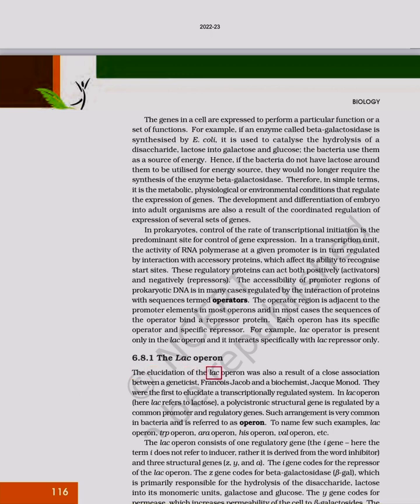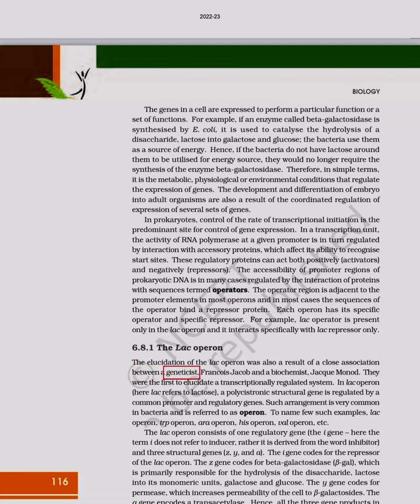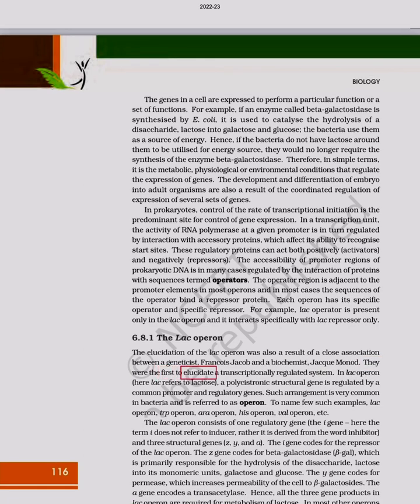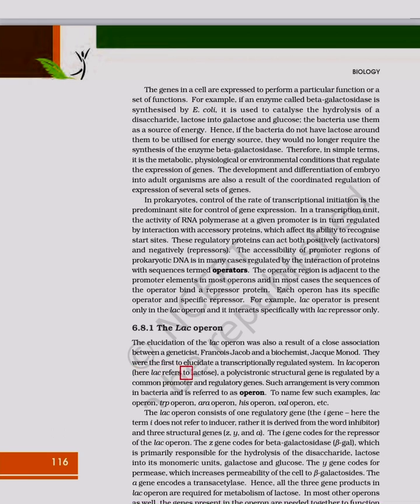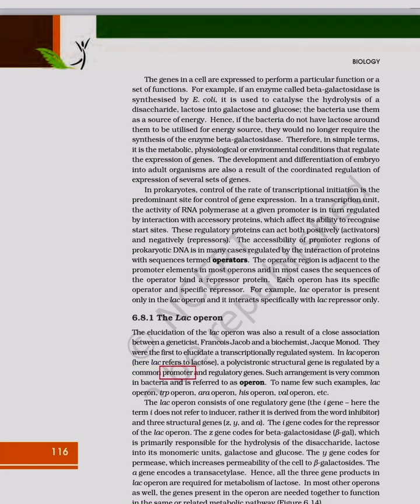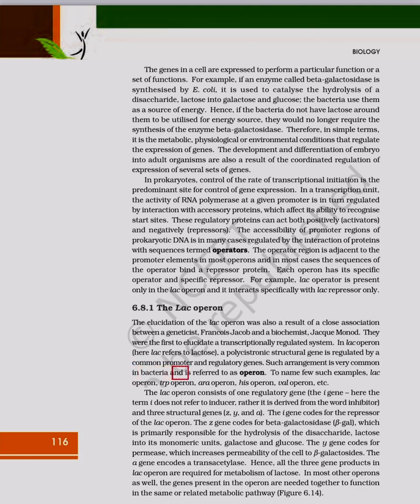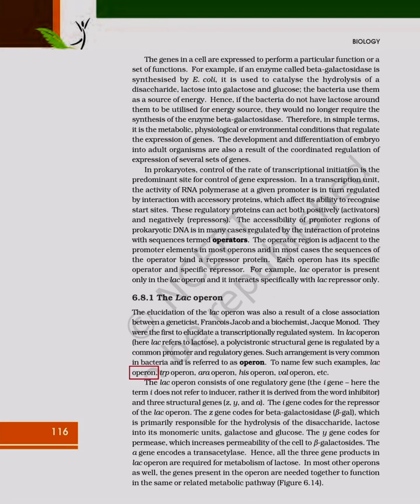The elucidation of the lac operon was also a result of a close association between a geneticist, Francois Jacob, and a biochemist, Jacques Monod. They were the first to elucidate a transcriptionally regulated system. In the lac operon, here lac refers to lactose. A polycistronic structural gene is regulated by a common promoter and regulatory genes. Such arrangement is very common in bacteria and is referred to as operon. To name a few such examples: lac operon, trp operon, ara operon, his operon, val operon, etc.